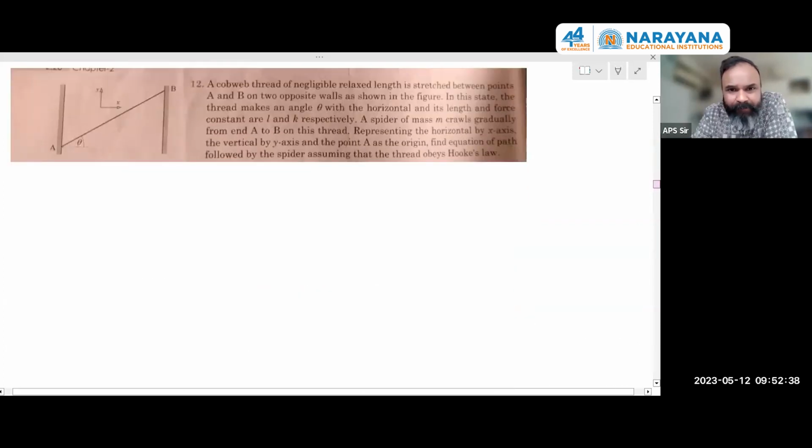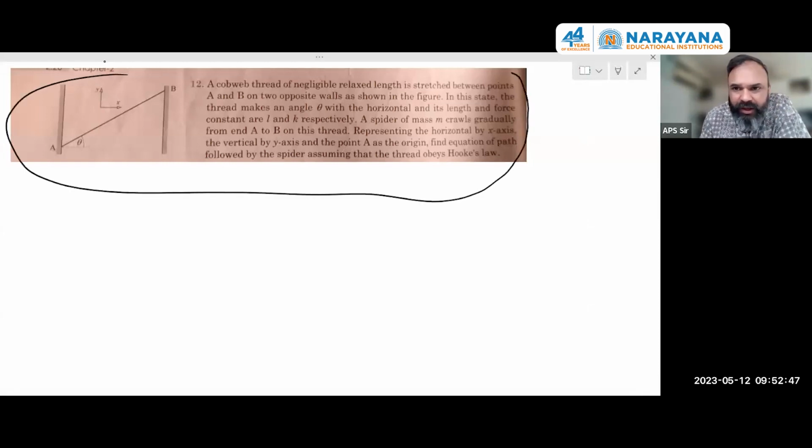This is one very nice question on mechanics, and it uses a bit of the concept of SHM also. So like a combination of oscillatory motion and force concept, both. Read the question carefully. Here there is a cobweb. So there's a cobweb thread. So you understand it has got elasticity. It is having a negligible relaxed length. This is important. So the natural length is 0.